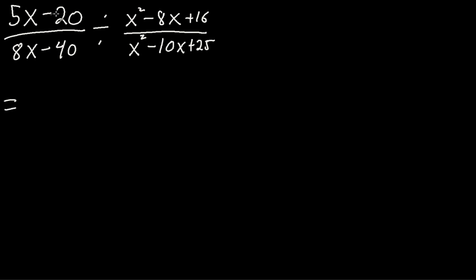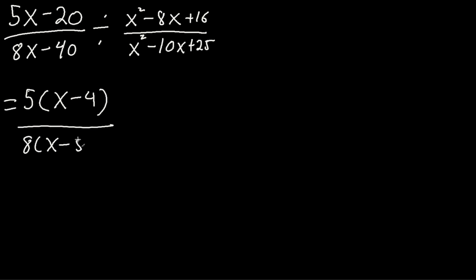So if I factor out 5 and 20, it looks like I can take out a 5. So I have x minus 4. 8 and 40, I can take out an 8, x minus 5. Then we have the division symbol, so I need to flip these upside down. So I'm going to put this one right here and the top one downstairs. Okay, again, this is division. I'm going to make a multiplication problem so I can simplify it. So I'm going to put the denominator as the numerator and the numerator as the denominator.